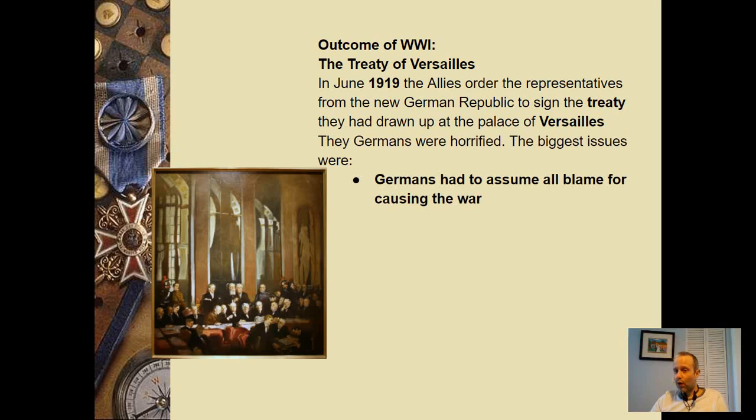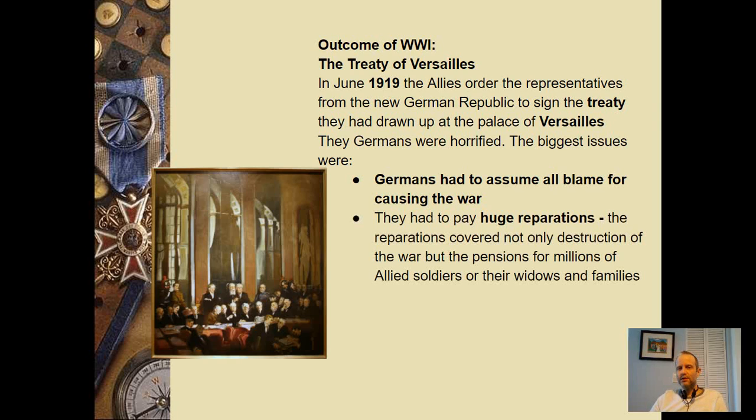The Germans were horrified at what they had to sign. First off, they assume all blame for causing World War One. So they have to say that everything that happened in World War One, from the Lusitania to the fighting of the French to pushing back, all their problems, it was all their fault. No one else was to blame.